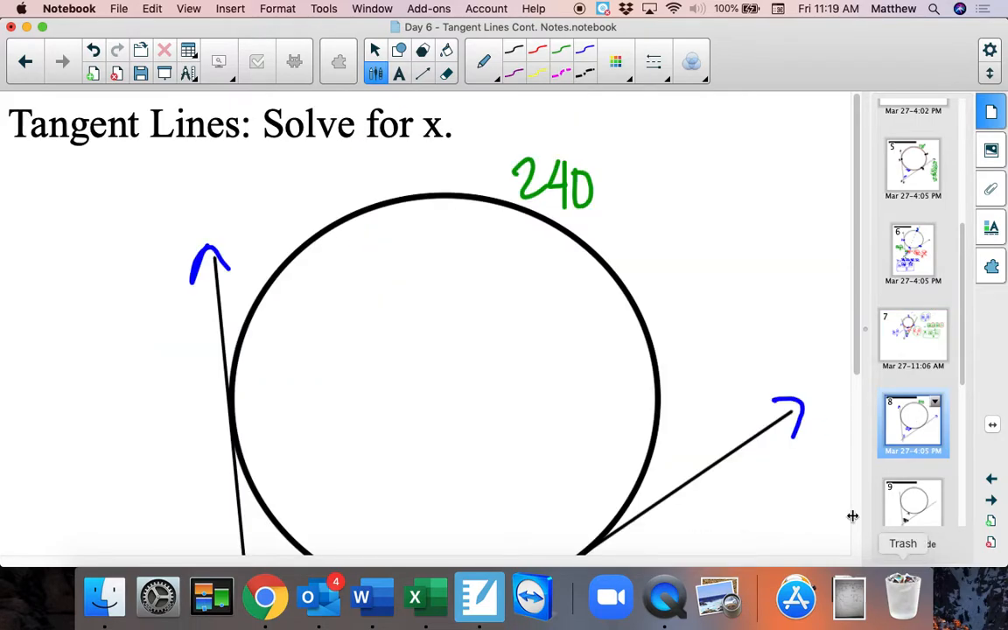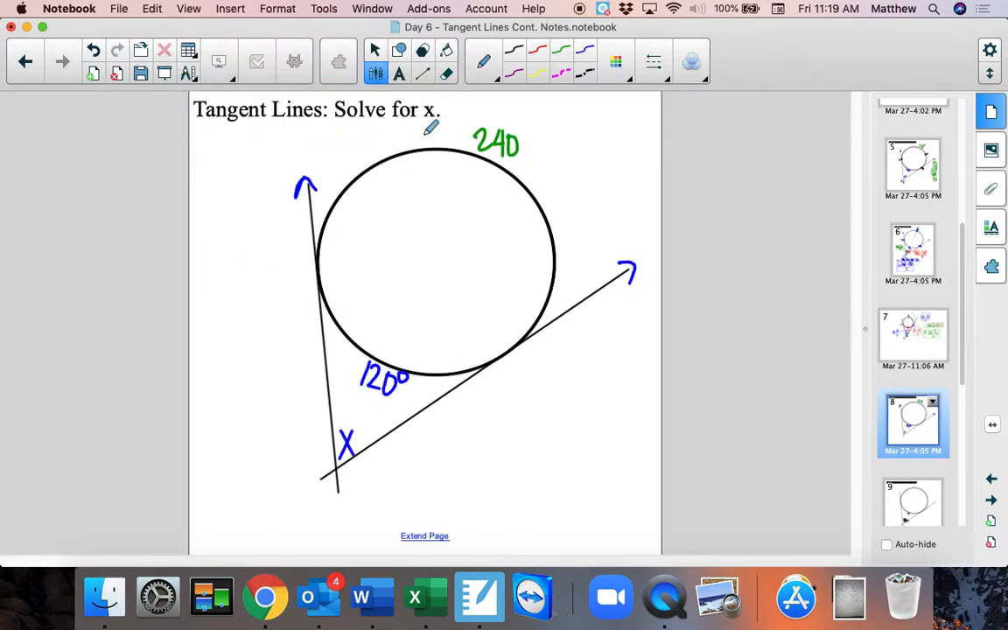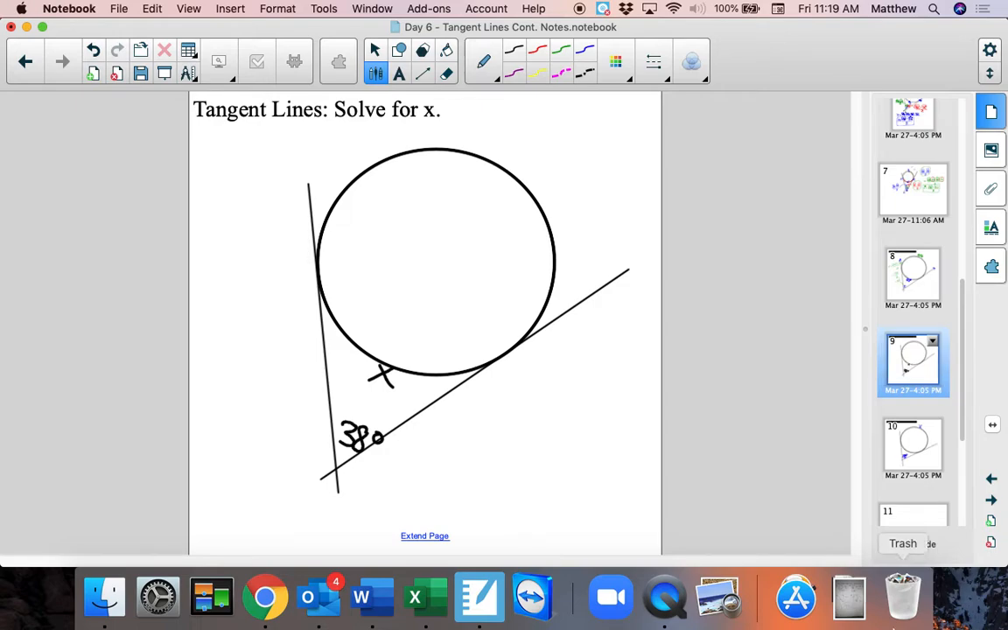Again, this is a little too big. I apologize. Let's go zoom 75%. That's better. So if we look at this, we know our formula for X. X would be big arc 240 minus 120 divided by 2. That's going to give me 120 divided by 2, which is 60 degrees. So this X is 60 degrees. That's one example. What about an example like this?